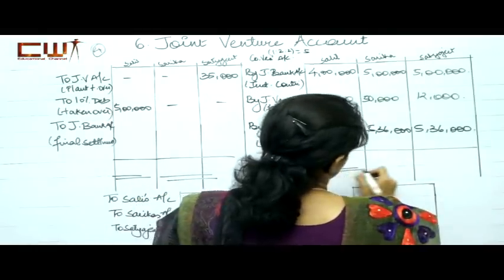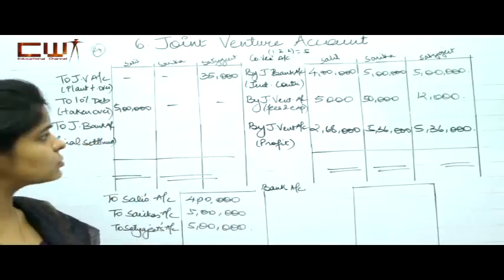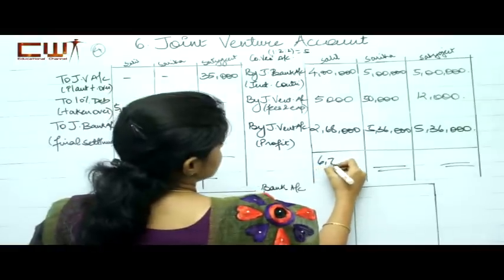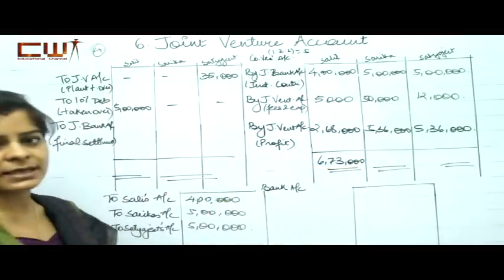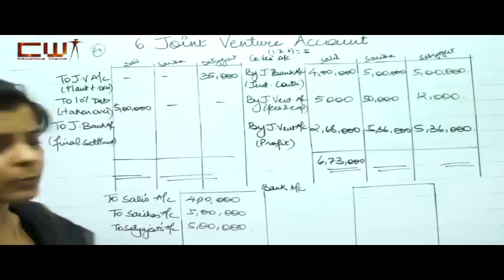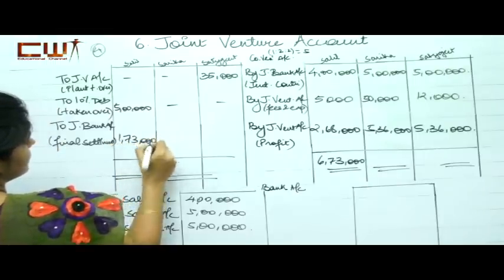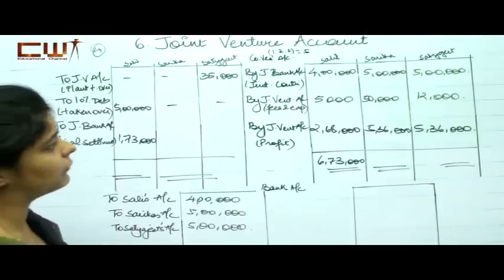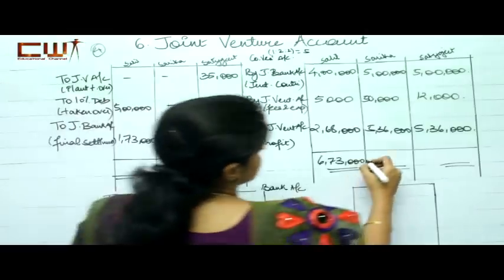Equalize, right? So 4 lakh plus 5,000 plus 2,68,000 will give you 6,73,000, right? 6,73,000 minus 5 lakh will give you how much? 1,73,000. 1,73,000, right? Next, 5 lakh plus 50,000 will give you 5,50,000 plus 5,36,000 will give you 10,86,000.